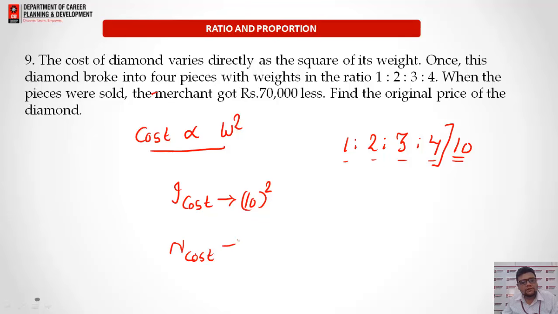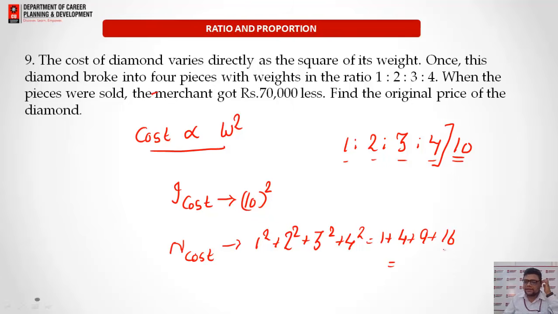And the new cost is varying as 1 square plus 2 square plus 3 square plus 4 square. So we will use 1 plus 2 square, that is 4, plus 3 square, that is 9, plus 4 square, that is 16. Total is how much? 9 plus 16, that is 25. 25 plus 5, that is 30. So the new total cost varying ratio is 30. Initially it is 100. So the difference in parts is 100 minus 30, which is 70.